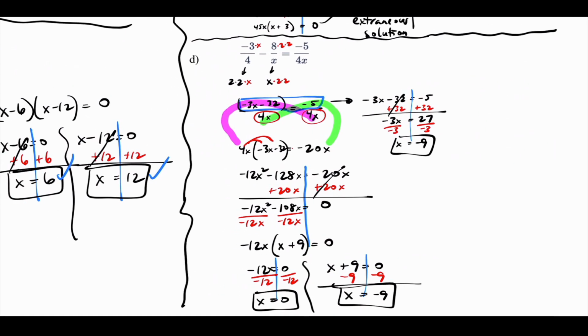So, and we talked about 0 doesn't work. 0 doesn't work because 0, 0, and that'll make a 0. So 0 is extraneous. Extraneous. So the only answer you would get is negative 9.